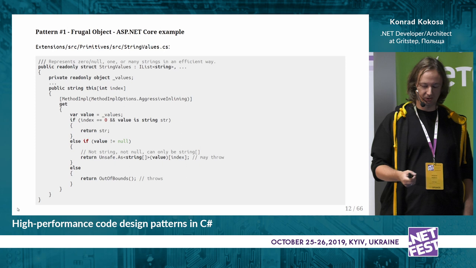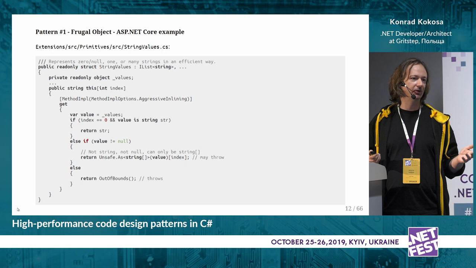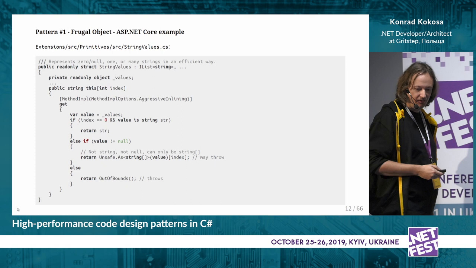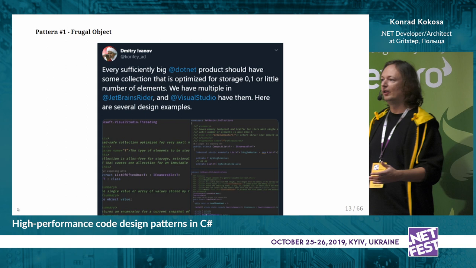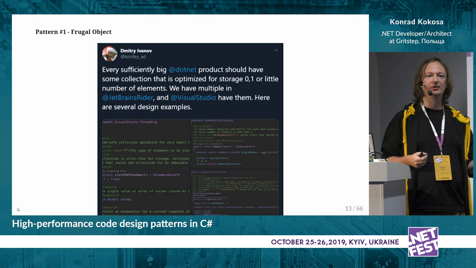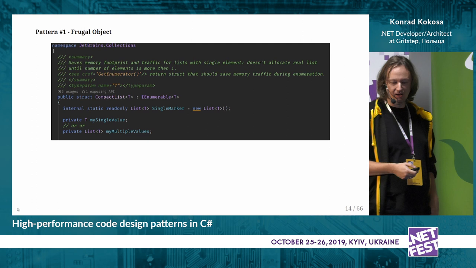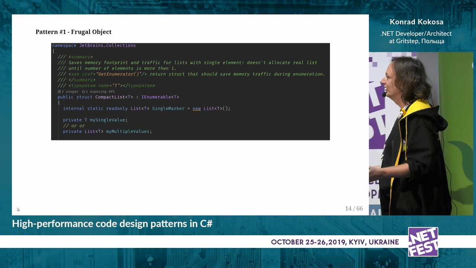So it is quite a counterintuitive way of solving this problem. But as always in fast performance code, all the code which is fast is ugly. Sorry for that. And as Dmitry Ivanov said recently on Twitter, most code bases that take care of performance will have such a kind of collection that is tuned to have only one element, for example, or two elements, because most typically we know, for example, that in our application, our collection most typically contains 0, 1, or 2 elements. And he also provided nice examples of this pattern, like for example in the JetBrains codebase they are using a compact list, which is a list designed for typically having only one element, and if there are more elements, they are just storing them in the real array, a list.